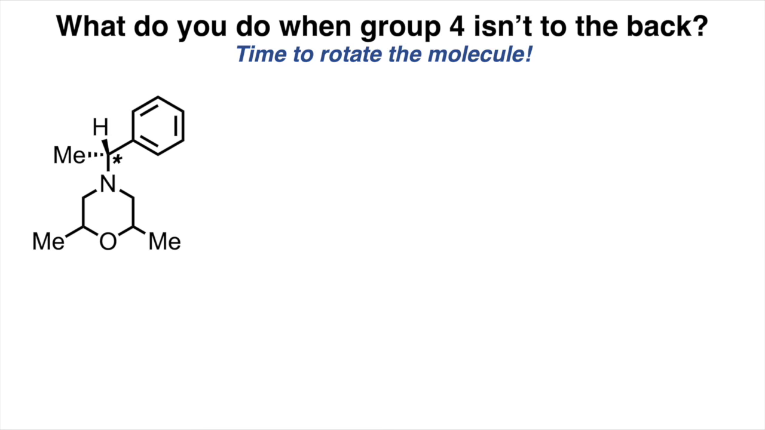And the last example that we'll talk about today is when priority group number 4 is not to the back. So what do we do? Well, it's time to rotate the molecule. And before doing that, we'll assign priorities to each of the substituents in the same way. So pause the video and try this out on your own. So hopefully you were able to assign the priorities to each of the substituents. Notice that priority group number 4, the hydrogen in blue, is on a wedged bond, meaning it's coming towards us, which is not the ideal position for group number 4. So we're going to have to rotate our molecule.